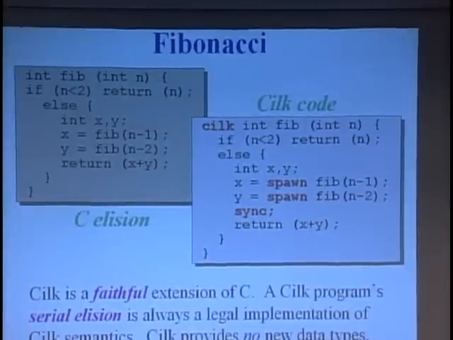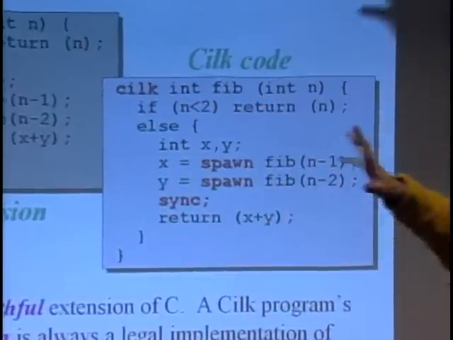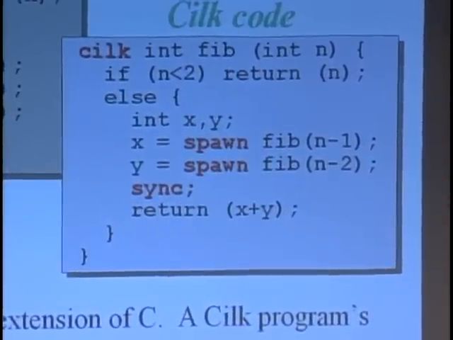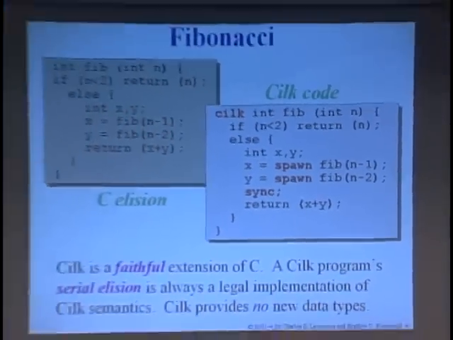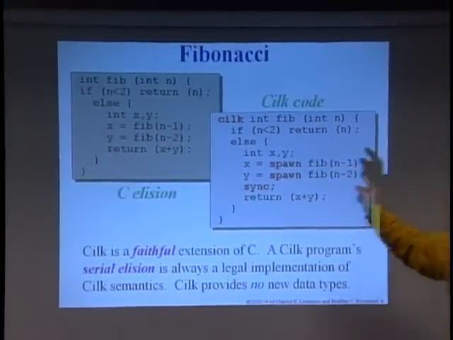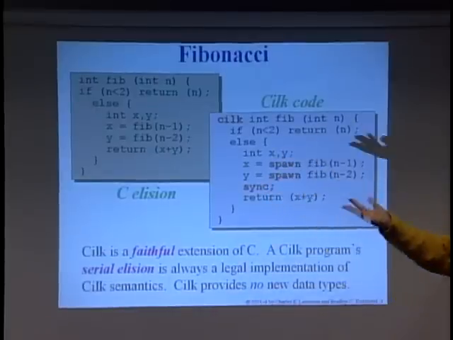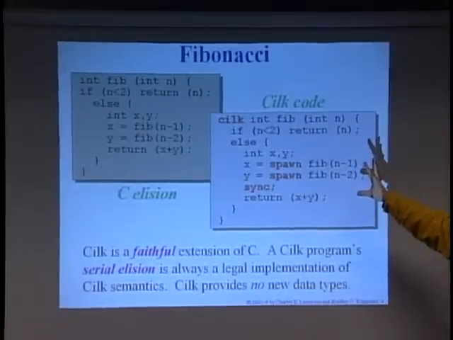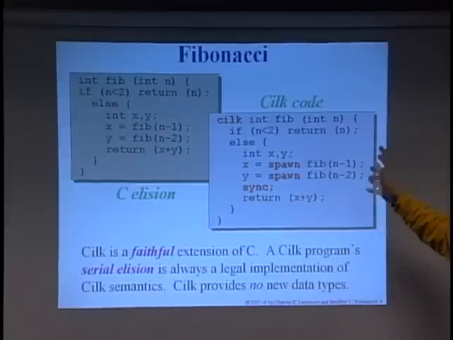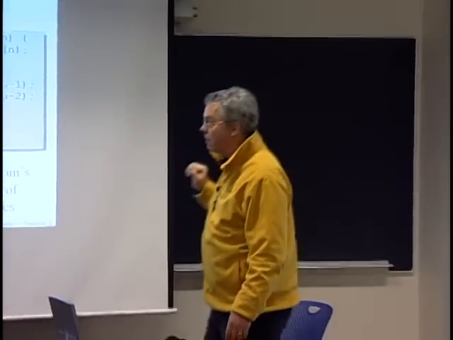But the key thing to understand about this is if you delete the keywords, you have a C program. And Cilk programs have the property that one of the legal semantics for the Cilk program is the C program that you get by deleting the keywords. Now, there are other possible semantics you could get, but not for this function. This function always produces the same answer because there are no race conditions in it. But for programs that have races, you may have other semantics that the system could provide.